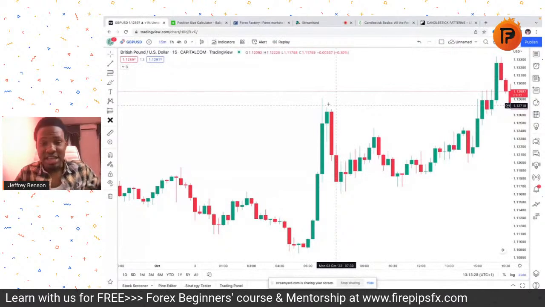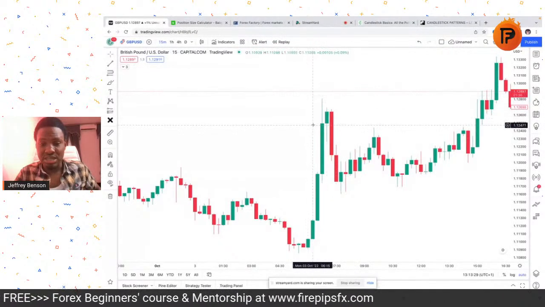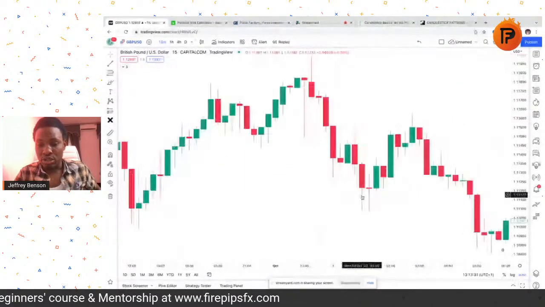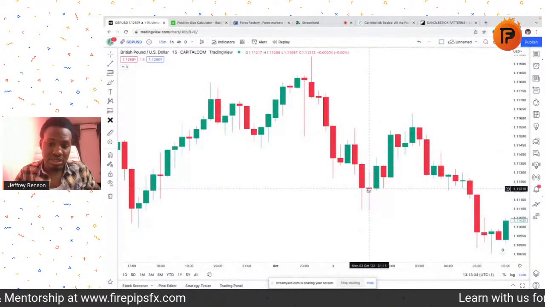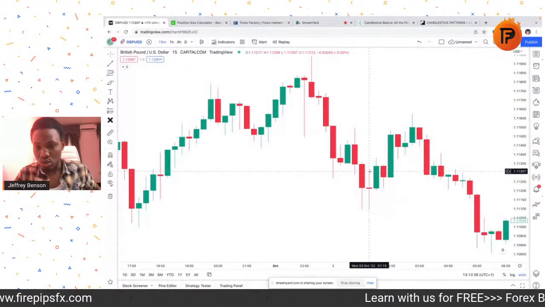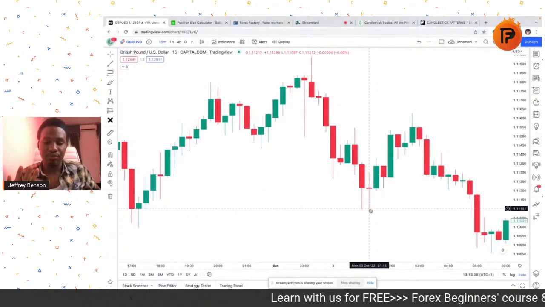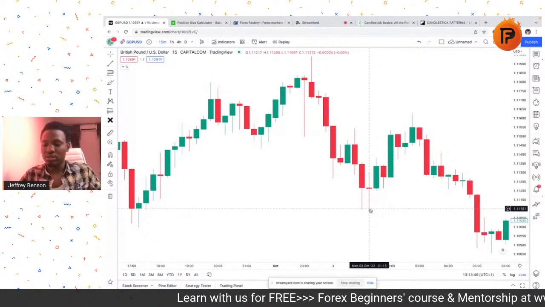It's not just that. There are other ones that are purely indecisive, where there is no real body. It will open at the middle, move with the same wick that it gives to the upside, and it's also going to give that same wick to the downside. Those ones are just plain indecisive.